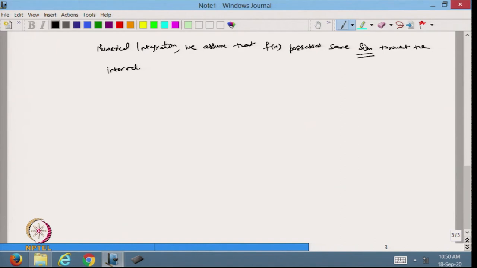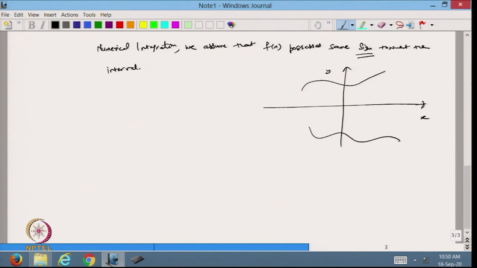Same sign means if the function is positive like this one, I can do the numerical integration of the function. For this function I can do, or maybe this function is there. So, this is a positive function, I can do the integration. This is a completely negative function, I can do the integration. But if I have a function like this one, then it is not possible. So, we cannot do the numerical integration for this type of function. We are dealing only with functions which have the same sign. So, that is our condition for numerical integration.